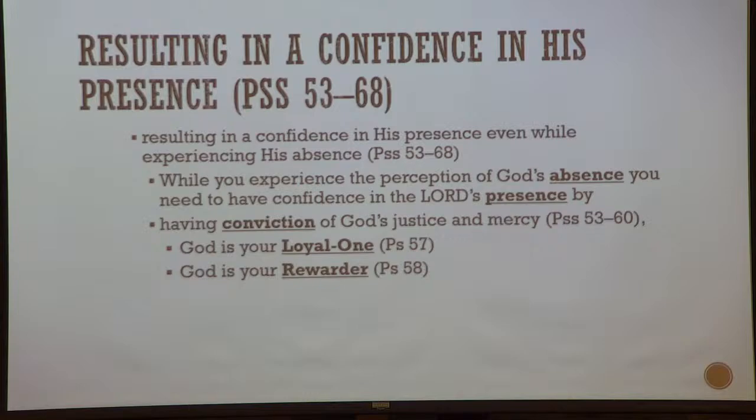58, he's the rewarder, the one who provides that. Verse 11, then man will say, surely there is a reward for the righteous. Surely there is a God who judges on the earth. And of course, there are similar themes. These aren't exclusive. It's not like that psalm only talks about the Lord as the punisher and the other ones don't. These themes do overlap. I'm just highlighting one just to create a list.